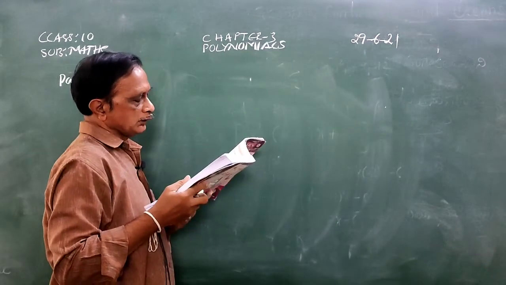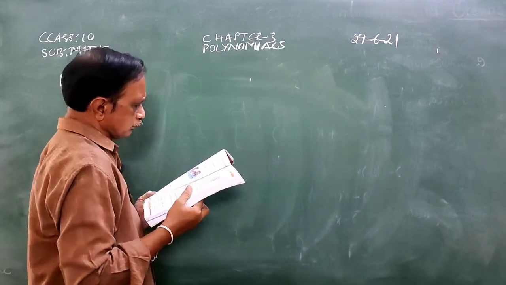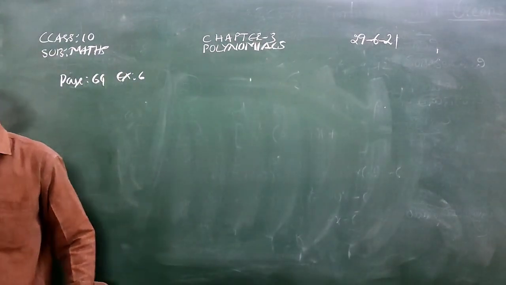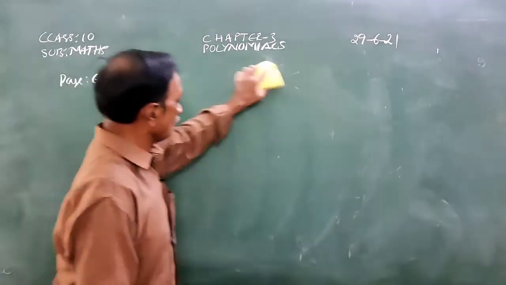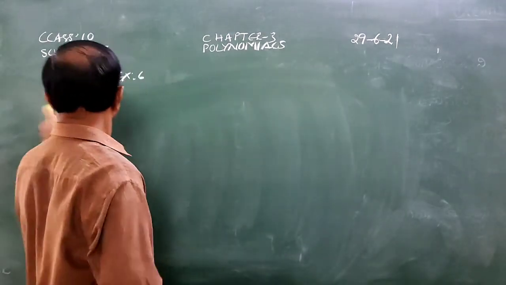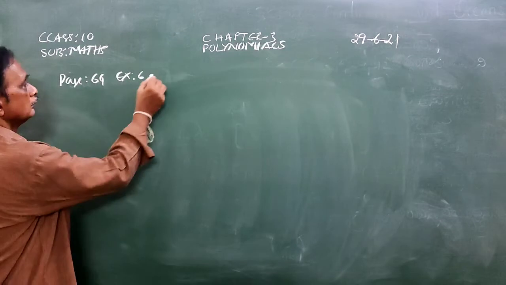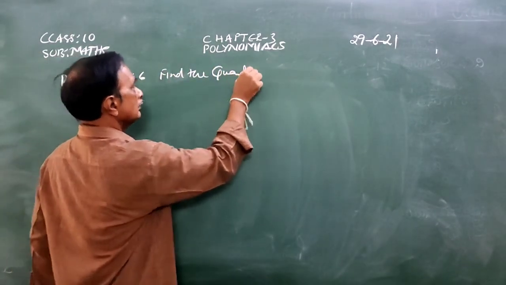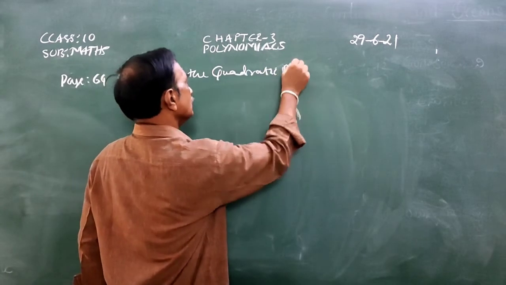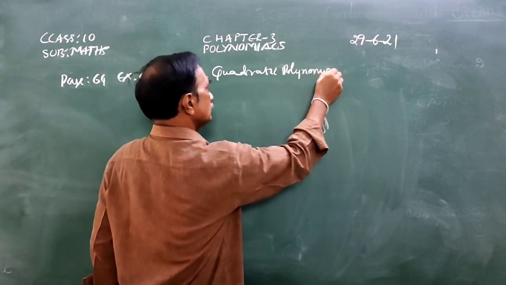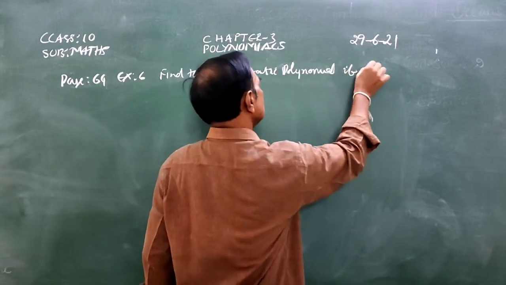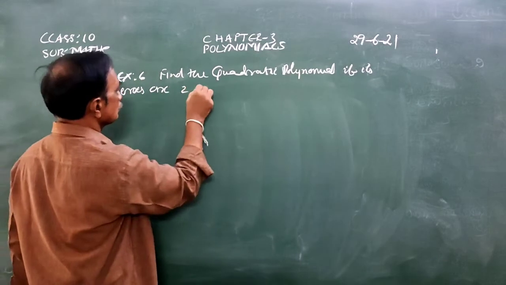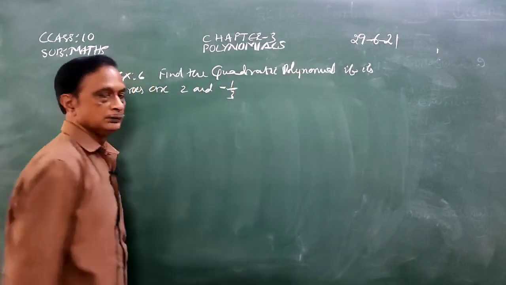Find a quadratic polynomial with the zeros 2 and minus 1 by 3. Find the quadratic polynomial if its zeros are 2 and minus 1 by 3.